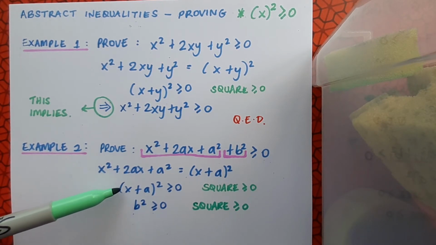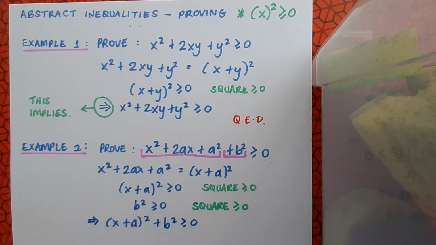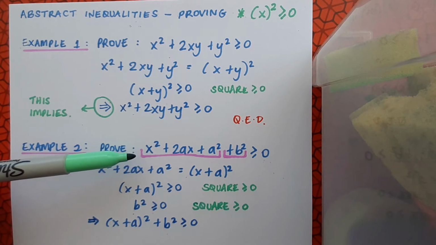So let's just have a think for a second. If this is greater than or equal to 0 and this is greater than or equal to 0, then when I put them together, well, they must make a total of 0 if they're both 0, or something greater than 0 if they're greater than 0. So I can just state that (x plus a) squared plus b squared is greater than or equal to 0. And then this brings me back to the very first line, which is x squared plus 2ax plus a squared plus b squared is greater than or equal to 0.